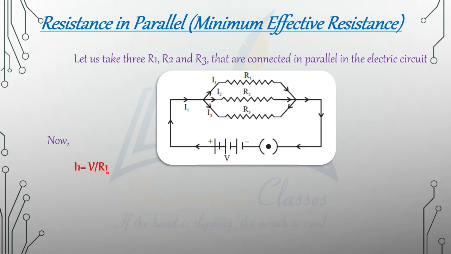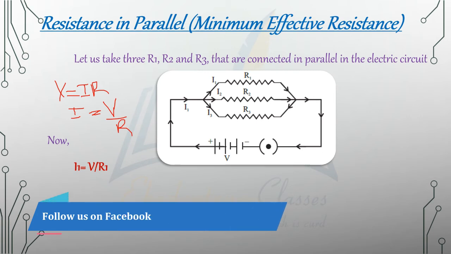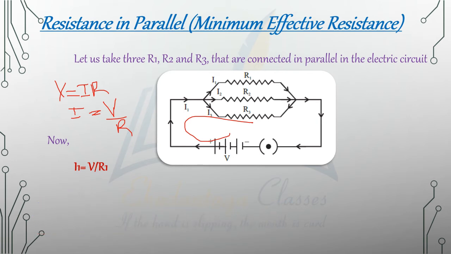Now I1 is equal to V by R1. V is equal to IR, so I is equal to V by R. Because the current is different in this circuit, I is equal to V by R. So for this part of the resistance, I1 is equal to V by R1.